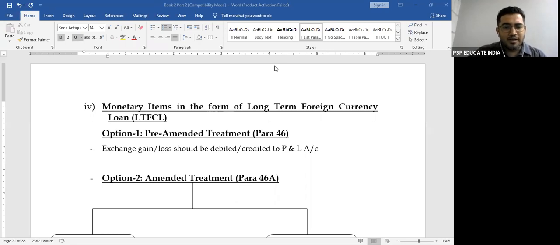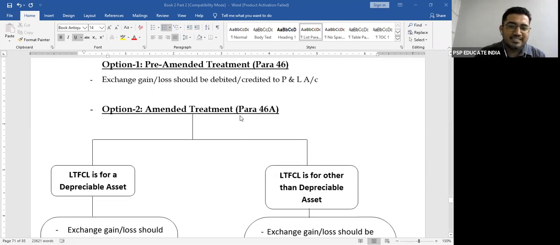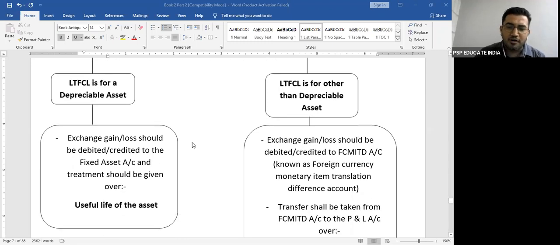So over here, you will have exchange gain or loss should be debited or credited to the profit and loss account. However, next point, in the amended treatment, which is known as para 46A, you have LTFCL for a depreciable asset and other than depreciable asset. If it is for a depreciable asset, exchange gain or loss should be debited or credited to the fixed asset account and the treatment should be given over the useful life of the asset. Now 31st March 2020 provision has been removed.